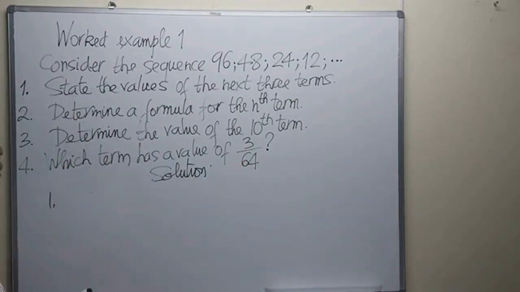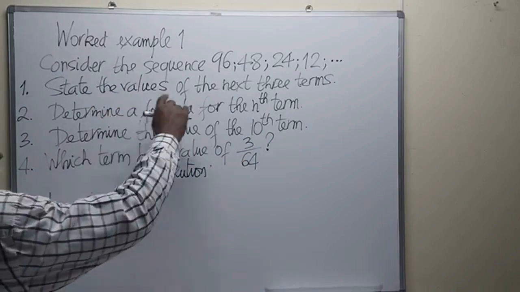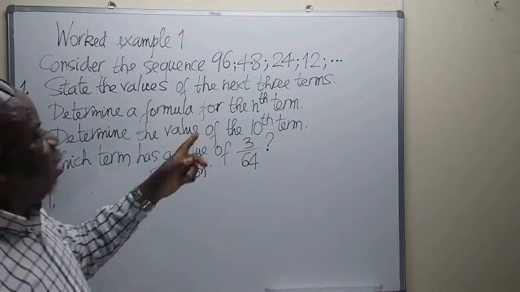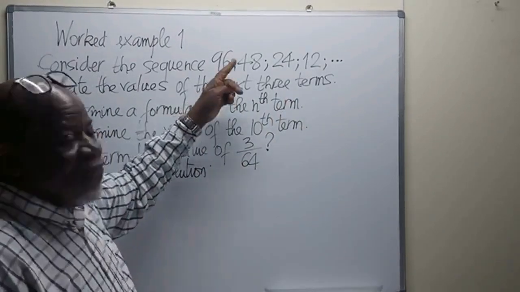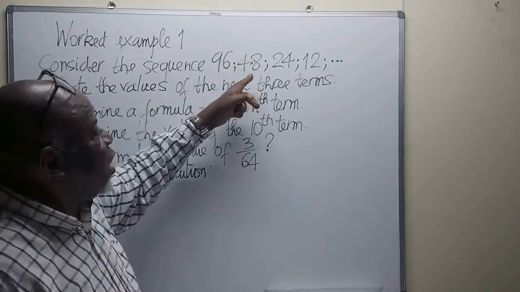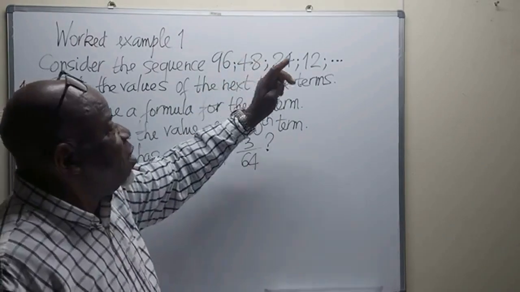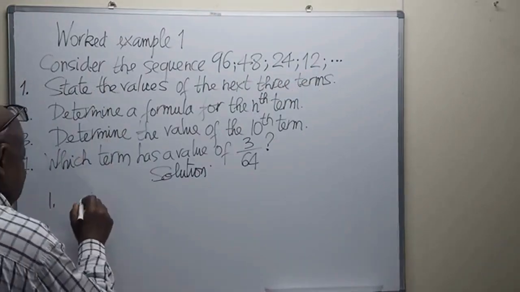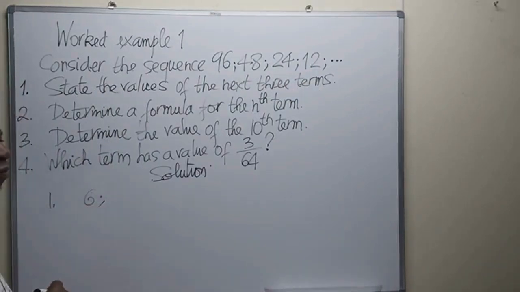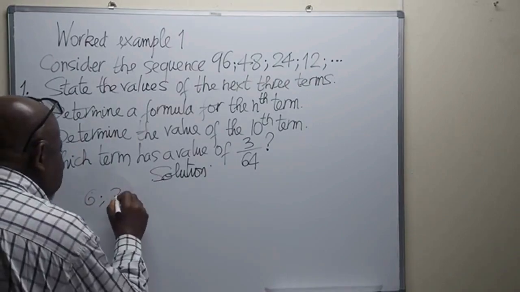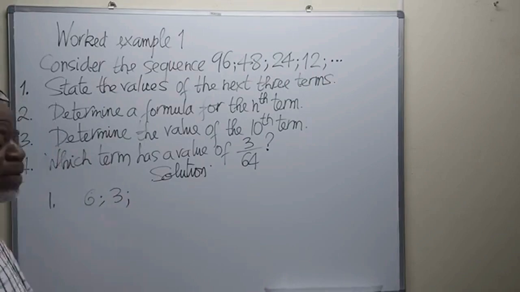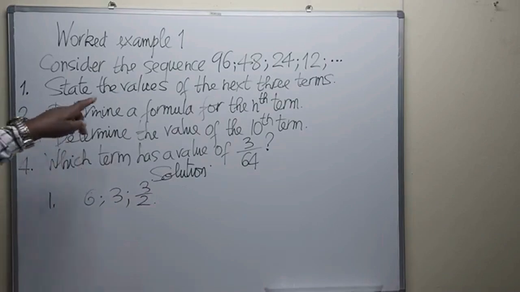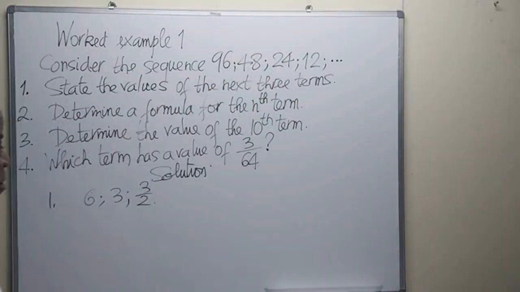So we're going to take the solution. State the value of the next 3 terms. As you can see here, 96 divided by 2, we get 48, divided by 2, we get 24, divided by 2, we get 12, and 12 divided by 2, we get 6. 6 divided by 2, we get 3, and 3 divided by 2, we get 3 over 2. These are the next 3 terms of the geometric sequence.